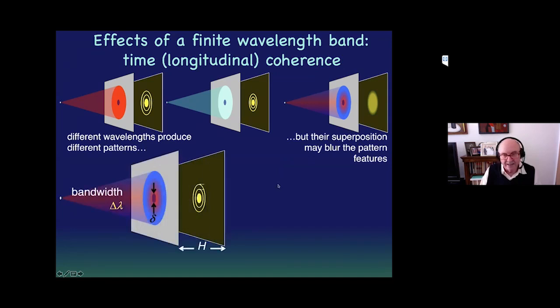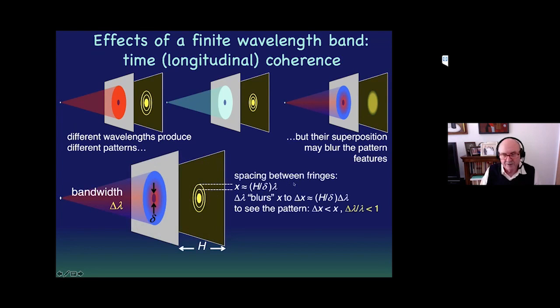Now, if you're looking at the distance between two fringes, you find in elementary optics that this distance is given by the distance between the pinhole and the detector, the wavelength, and the size of the pinhole. So if instead of having one single wavelength, you have a band of wavelengths, this distance is going to be blurred by this. And so, very simply, you don't see a pattern if the blurring is more than the distance, okay? And you plug in the condition and you get very simply delta lambda over lambda smaller than 1.